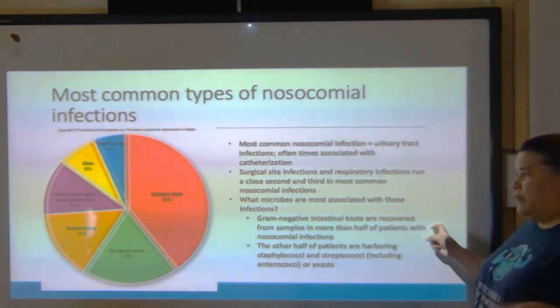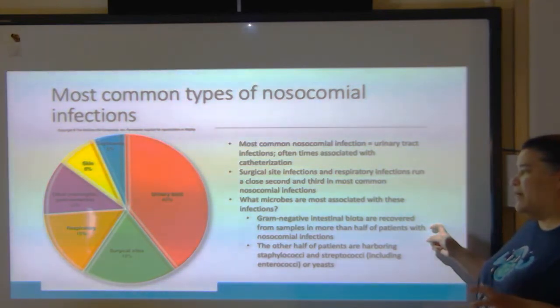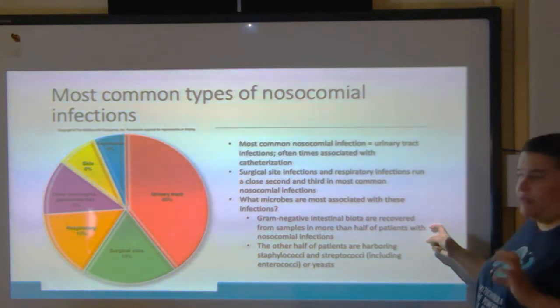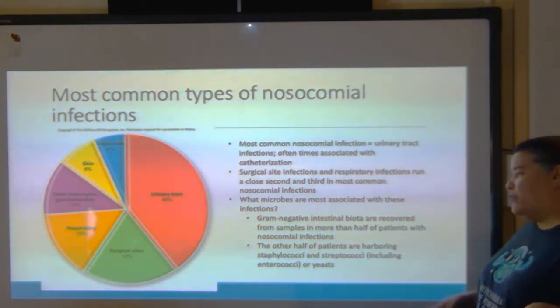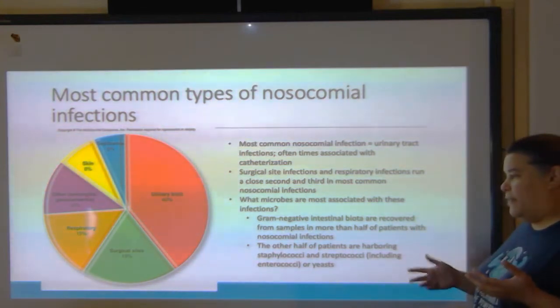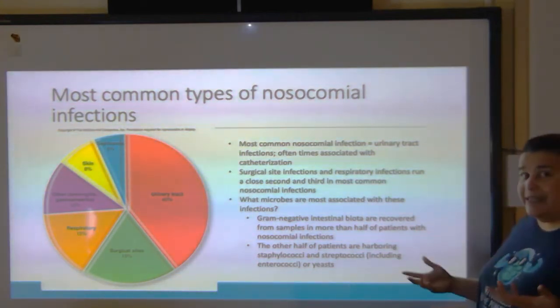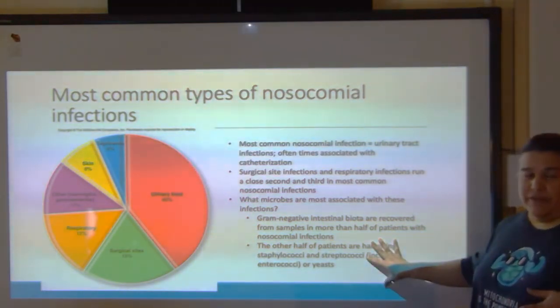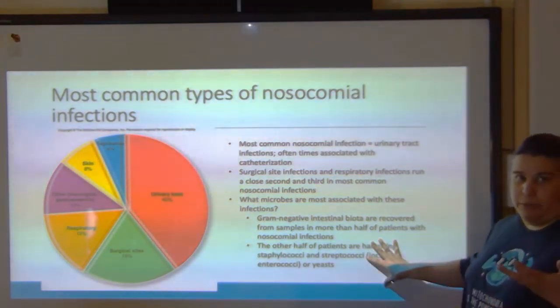What microbes are most associated with these? Gram-negative intestinal biota are recovered from samples in more than half of the patients that have this type of infection. The other half of patients are actually harboring staphylococci or streptococci, including enterococci or yeasts. It's just opportunistic that they take advantage of the fact that their immune system is kind of compromised.